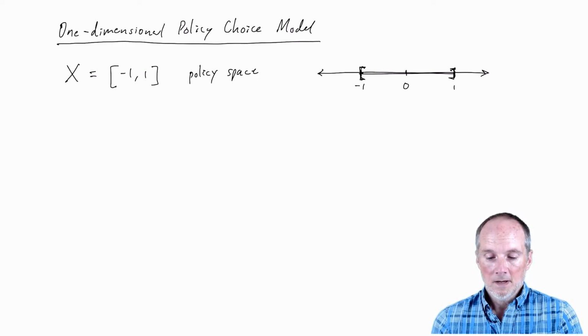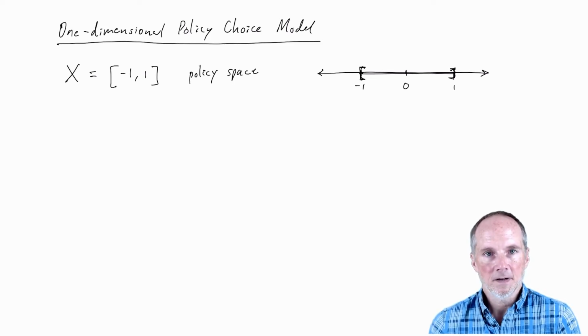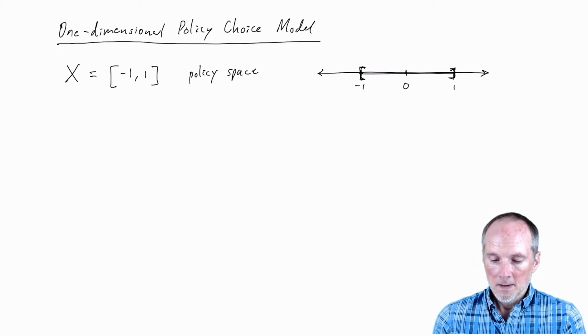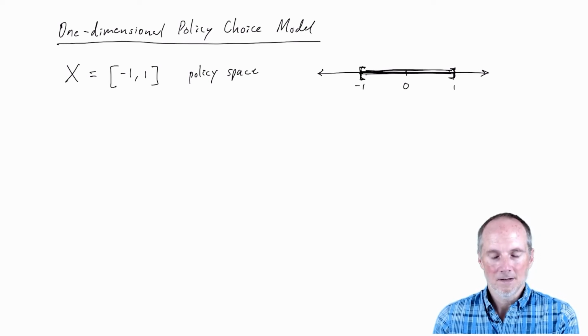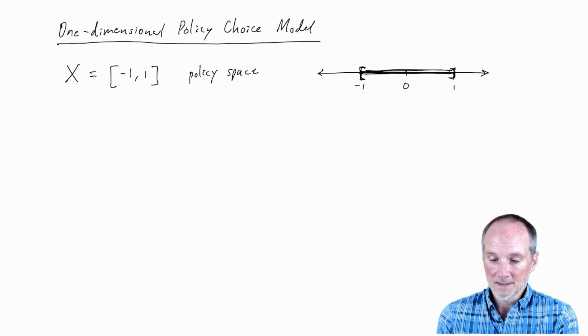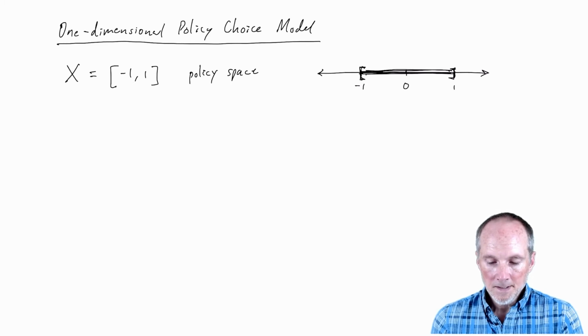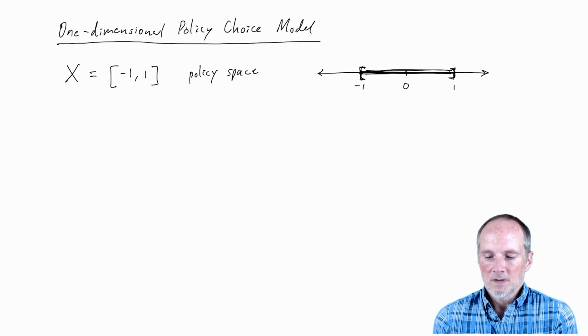Now, again, we're in this rational choice framework, so we need to describe the preferences of the decision maker. And I can't write down a ranking of policies as a list because the policy space is infinite, right? This interval from -1 to 1 has a continuum of different possible choices. So I'm going to use a utility function. But first let me tell you what the preferences are going to be.